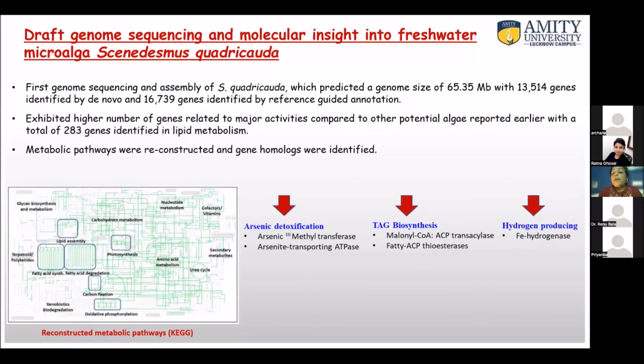We have identified the Fe hydrogenase, that gene is responsible for hydrogen production. Hydrogen is another energy carrier. We have also identified some genes that have cellulolytic activity, that is cellulases. We have identified, and it's very rare.